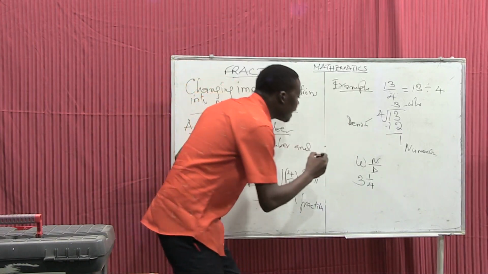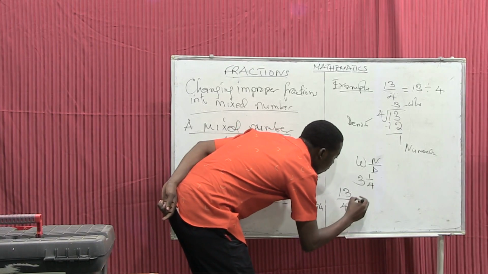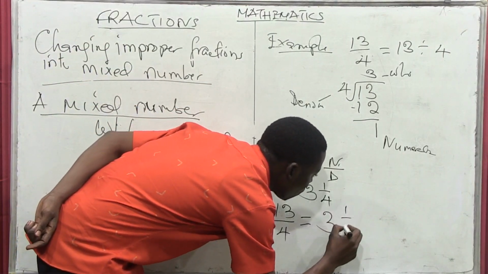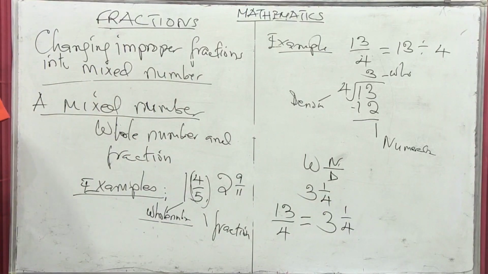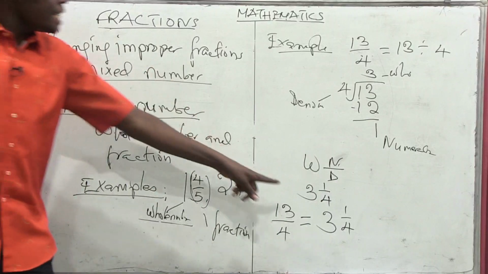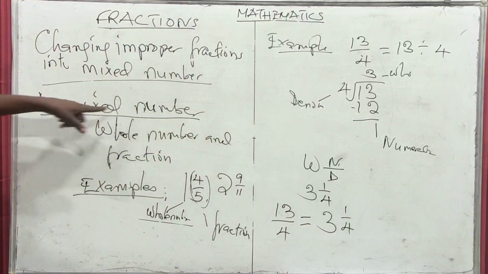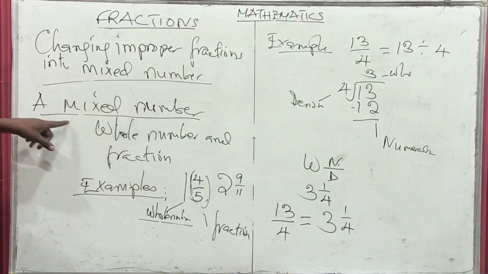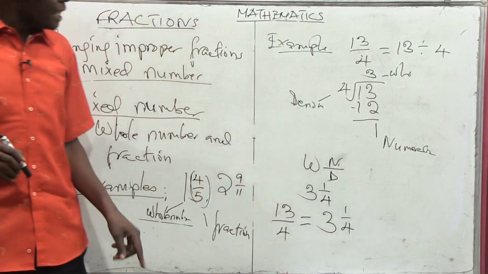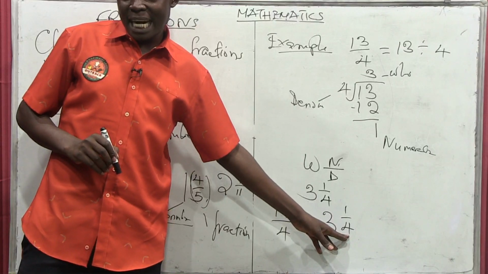So 13 over 4 is equal to 3 1 over 4. 13 over 4 is an improper fraction. Then 3 1/4 is a mixed number. It's called a mixed number because it is a combination of whole number, which is 3, and a fraction, which is 1 over 4. Are we together, class?